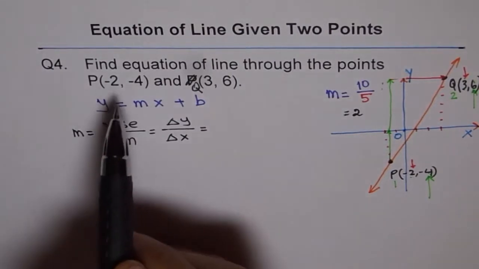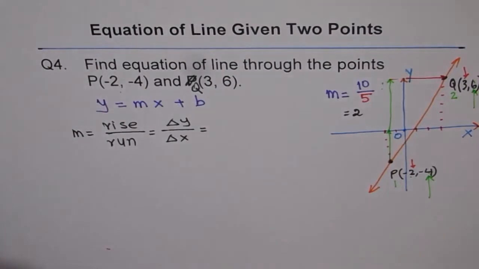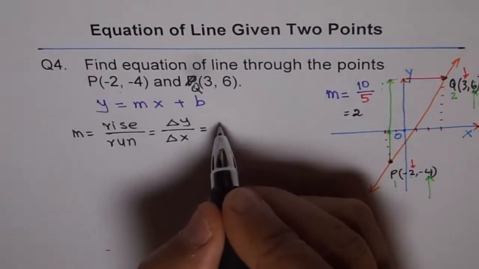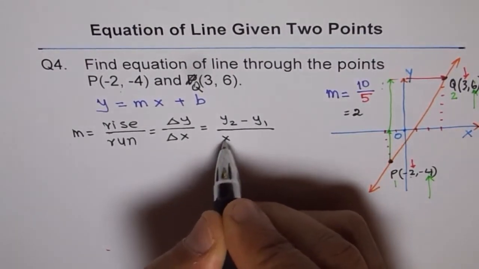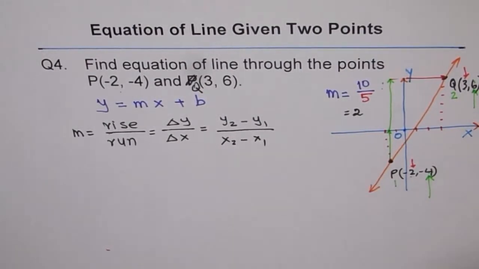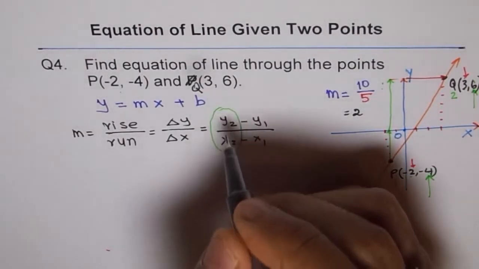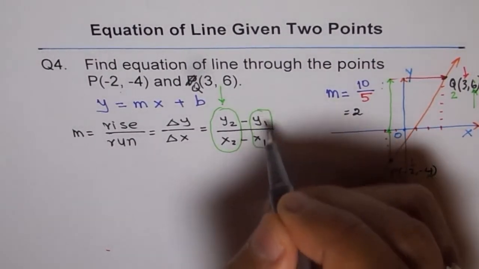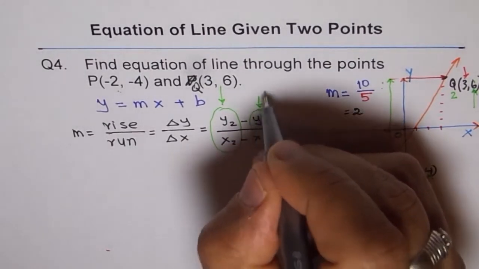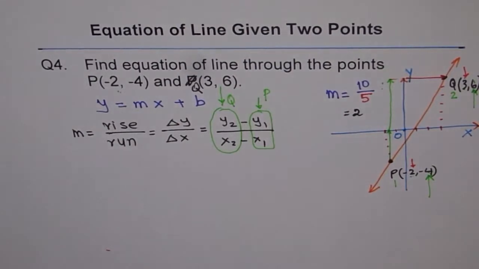Remember, when we say point 1 and point 2, we have to maintain the order. We cannot mix it up. Order must always be maintained, okay? Now we write y2 minus y1 divided by x2 minus x1. These coordinates here belong to point Q, and these belong to P. Do you see that? This is Q minus P. Correct? So that is how you have to see it.